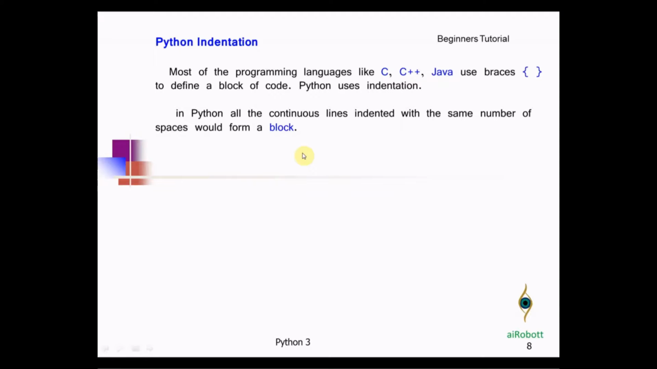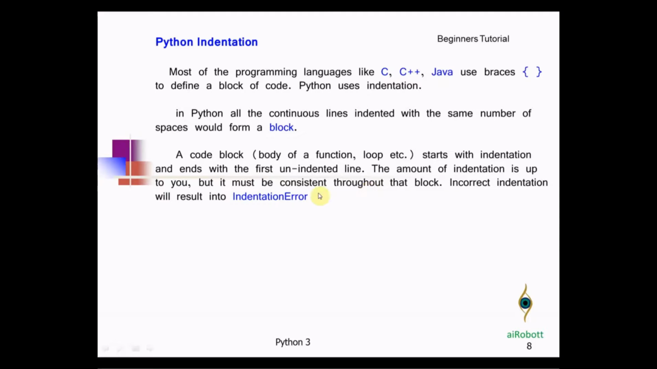In Python, all the continuous lines indented with the same number of spaces would form a block. A code block, such as the body of a function, loop, etc., starts with the indentation and ends with the first unindented line. The amount of indentation is up to you, but it must be consistent throughout that block. Incorrect indentation will result in an indentation error.